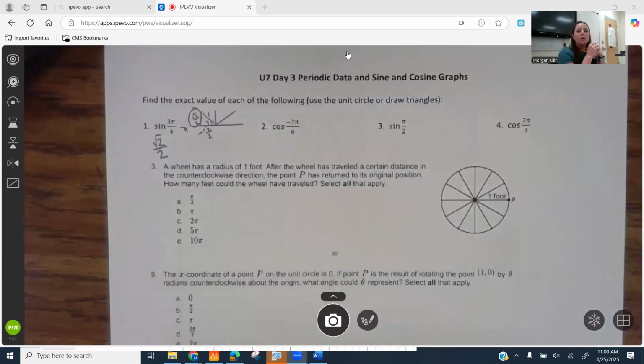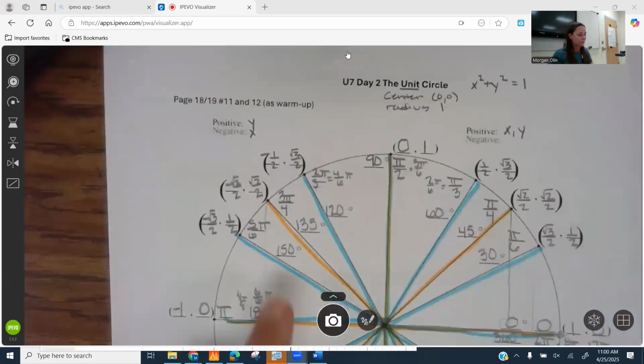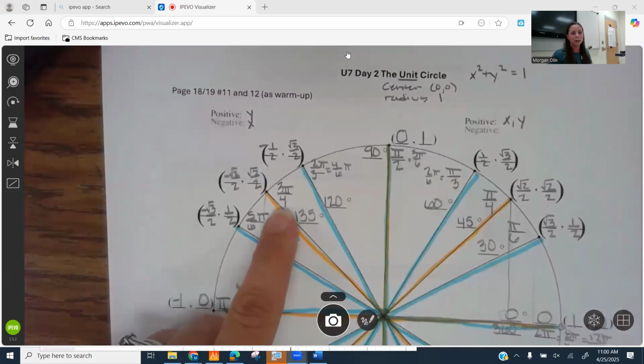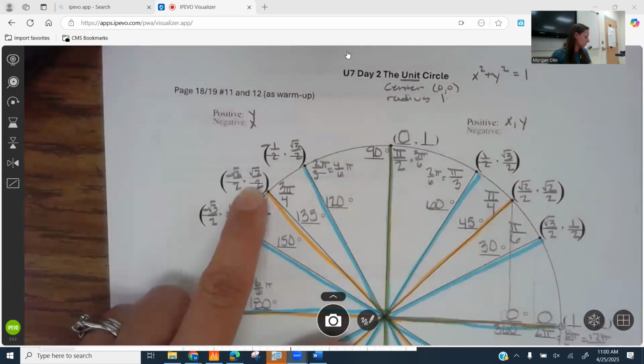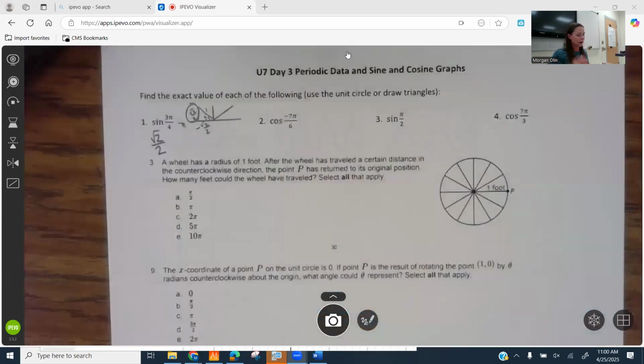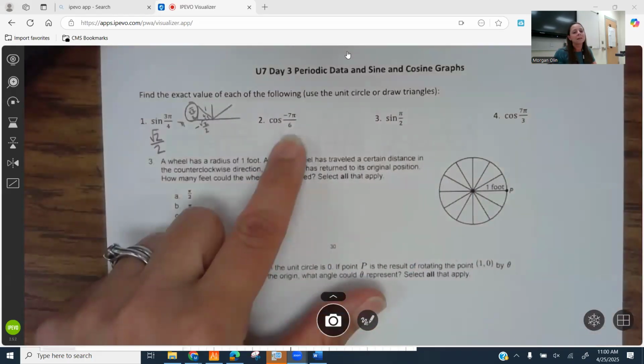Okay, now cosine of negative 7 pi over 6. And actually, let me go back. I do have my unit circle here. Here, if we're at 3 pi over 4, 3 pi over 4 is right here. If you notice, this is the point, and the y value is square root of 2 over 2.